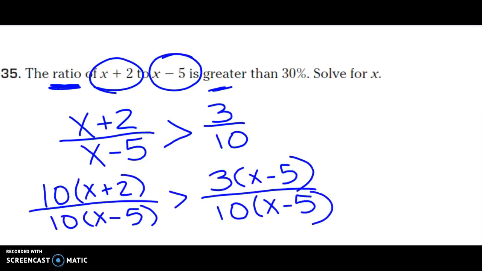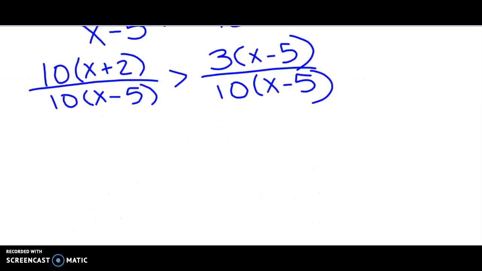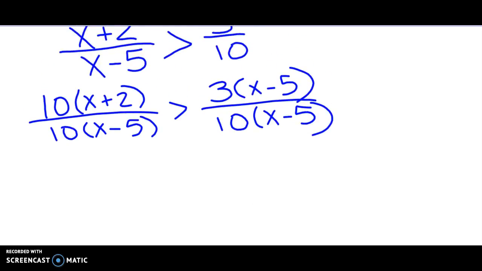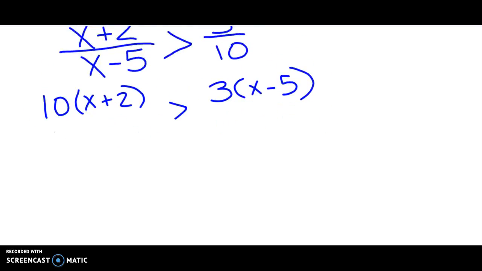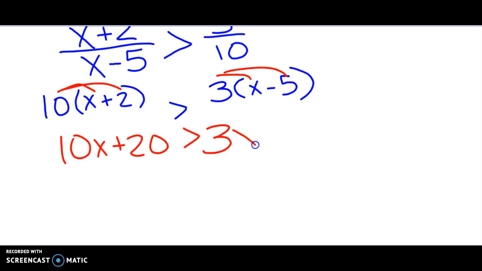All right, so the common denominator is 10 times x minus 5. I went through and I worked all that out. I'm going to drop my denominator, through the magic of the pause button. Now we're going to distribute. So we've got 10x plus 20 is greater than 3x minus 15. Go ahead and solve it.